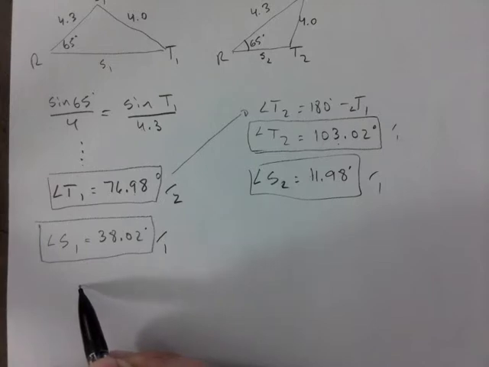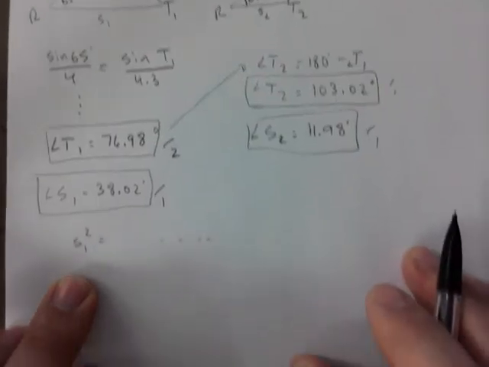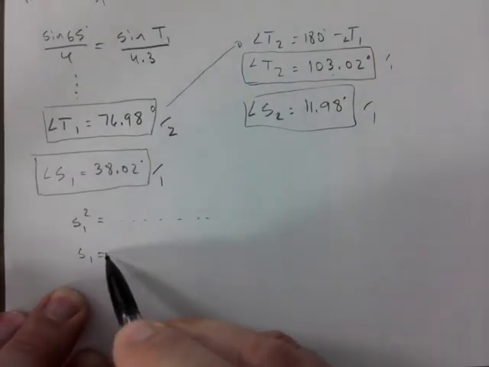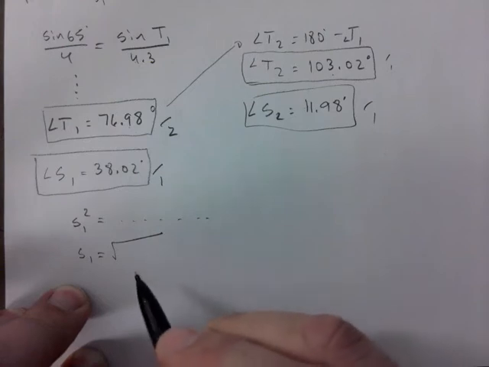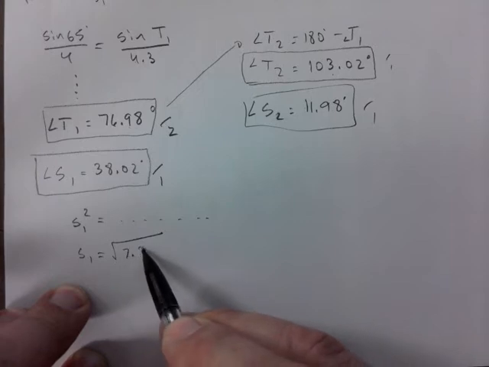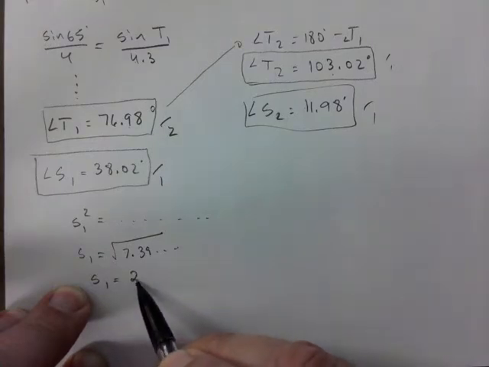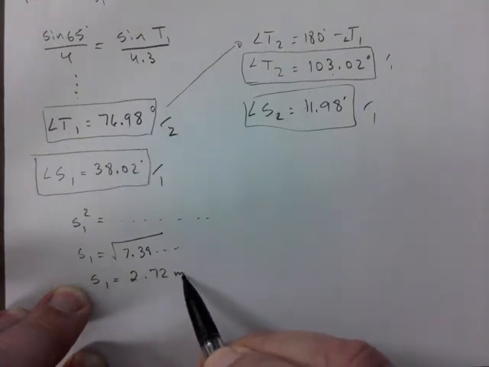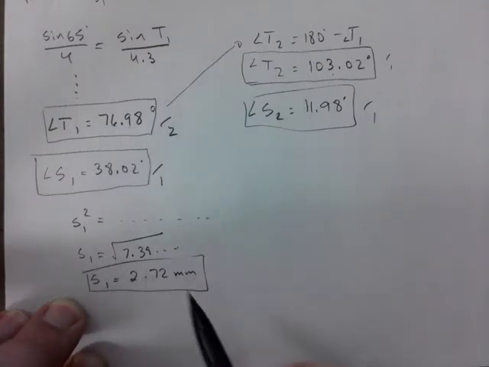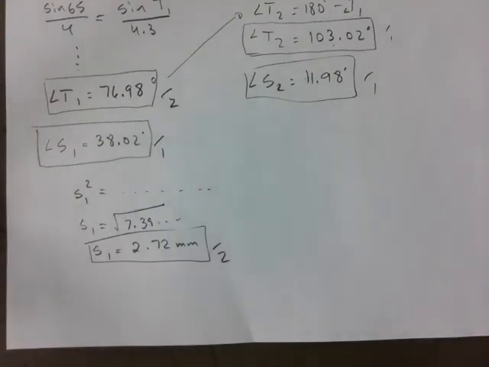To get S1 squared, you got to do a whole bunch of cosine law, right? S1 is square root of, I'm just going to make sure I get this right. 7.39 something something. So S1 is 2.72 millimeters. I would give, yeah, go ahead. I'll take care of that. That's 2 marks for S1. Getting that side is 2 marks.